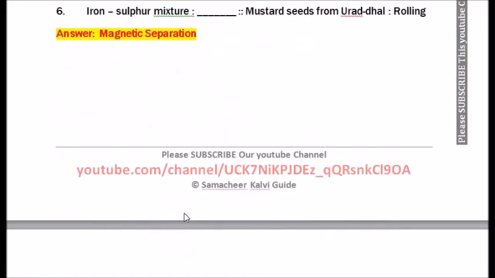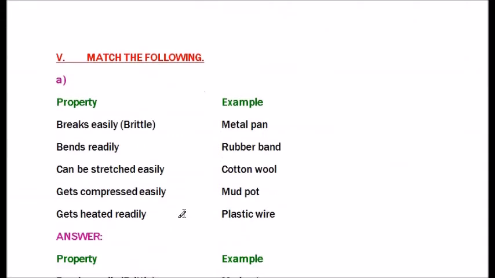Roman number 5. Match the following. Property and example. Breaks easily, brittle, metal pan. Bends readily, rubber band. Can be stretched easily, cotton wool. Gets compressed easily, mud pot. Gets heated readily, plastic wire.